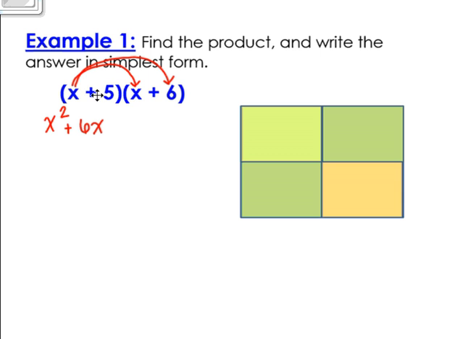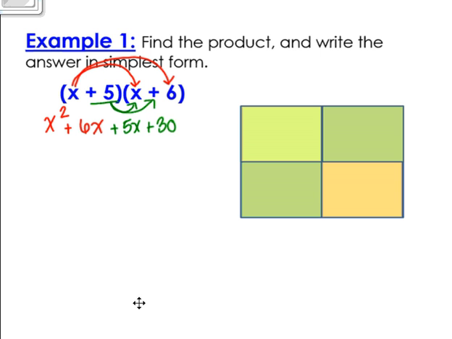So again, because this 5 is also in this parentheses, this positive 5 also has to be multiplied to both things. So positive 5 times x is a positive 5x, and then positive 5 times positive 6 is a positive 30. Okay, so all I did was distribute.